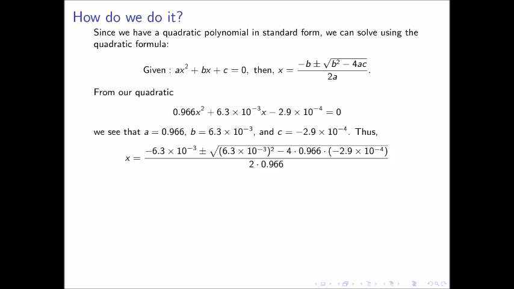From our quadratic, we see that a is equal to 0.966, b is equal to 6.3 times 10 to the negative 3, and c is equal to negative 2.9 times 10 to the negative 4. Do not forget to include the subtraction as a negative sign on c. We can then substitute these values into the quadratic formula.